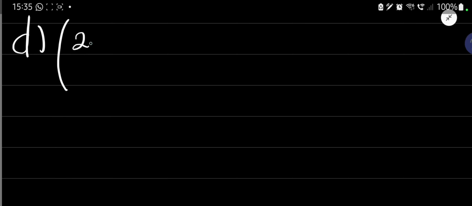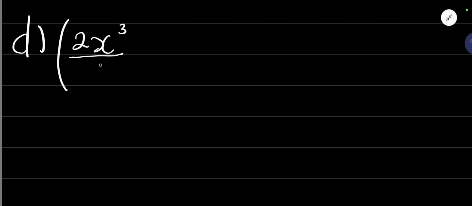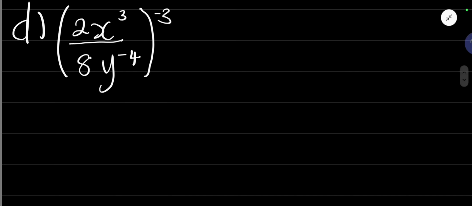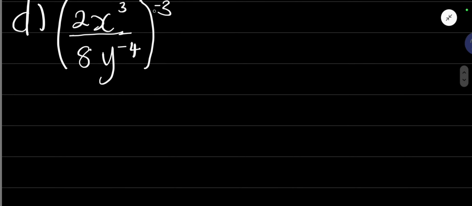Okay, so the last one, for example 1, D. So here we have 2x cube all divided by 8y exponent minus 4, close the bracket, exponent minus 3. Okay, so you will notice that everything is inside the bracket. It is within the brackets.